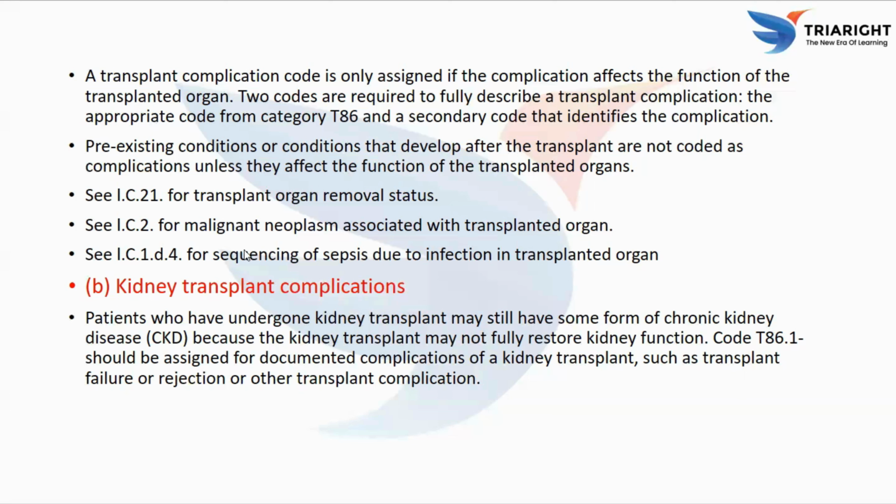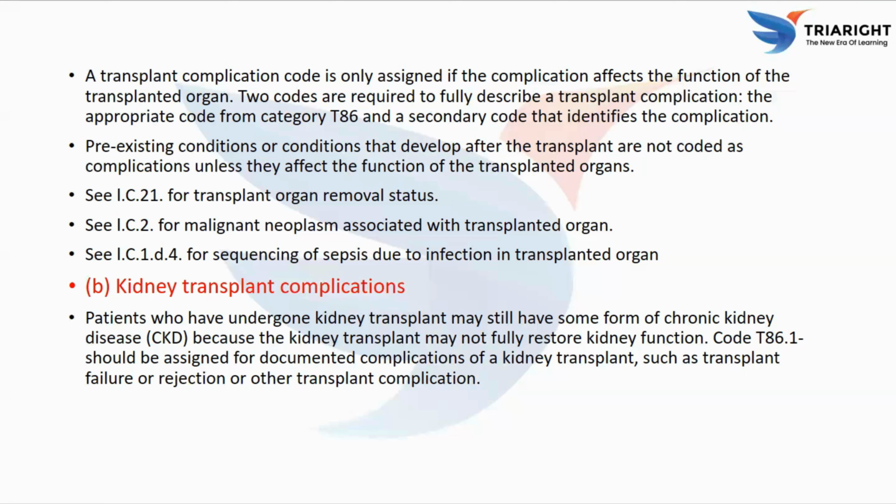And the next section is IC1D4 for sequencing of sepsis due to a transplanted organ. So what is the sequencing rule over here? First, you have to code the sepsis code, followed by T86 and then infection. So sepsis due to infected kidney transplant.